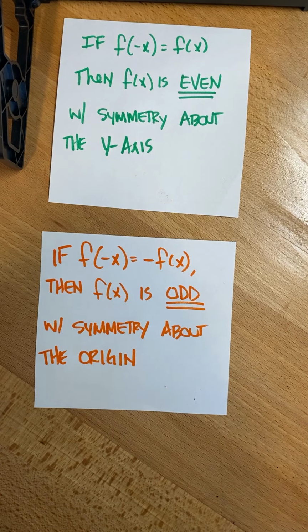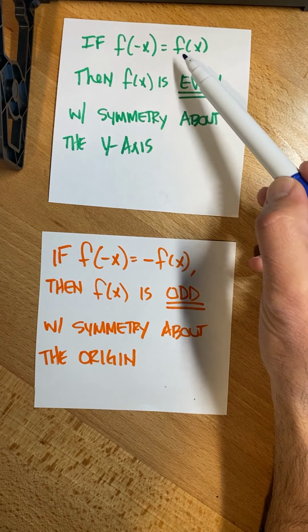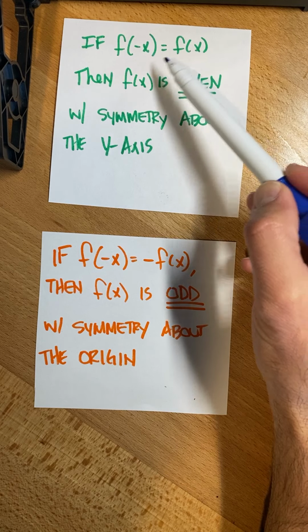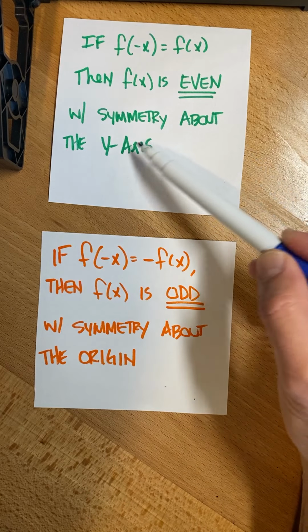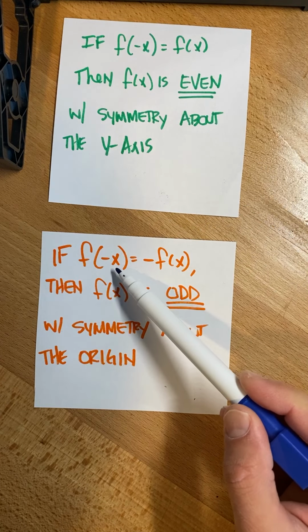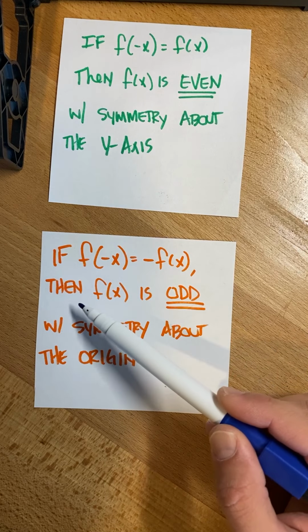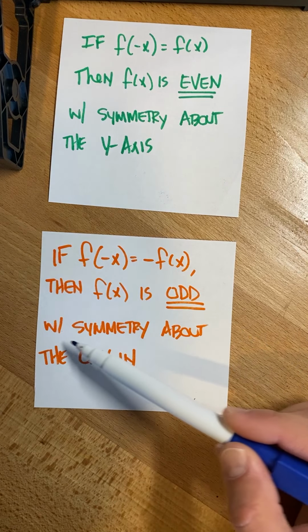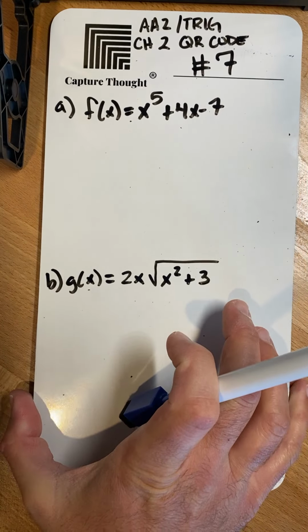So number 7 on the QR code review is asking us to determine whether or not the function is even, odd, or neither. So before we begin, remember, if f of negative x is equivalent to f of x, then your function f of x is even, which means there's symmetry about the y-axis. If f of negative x is the opposite of f of x, or negative f of x, then your function is odd, and there is symmetry with the origin. So that's what we're going to be focusing on in these problems here.